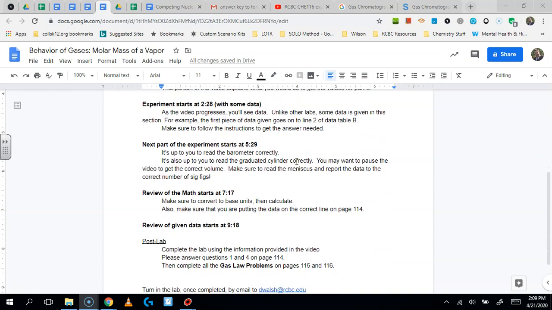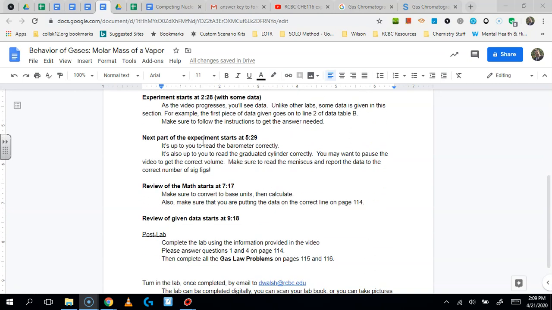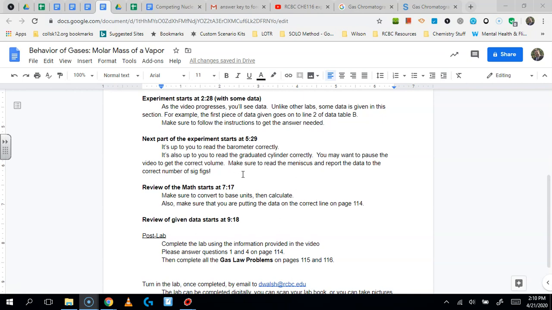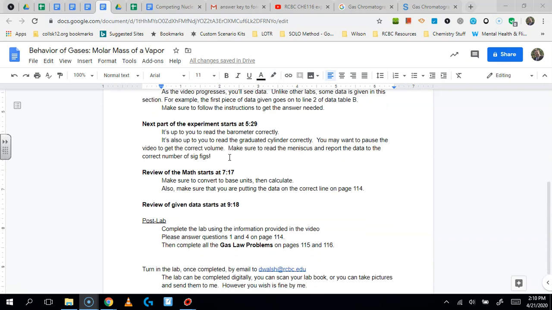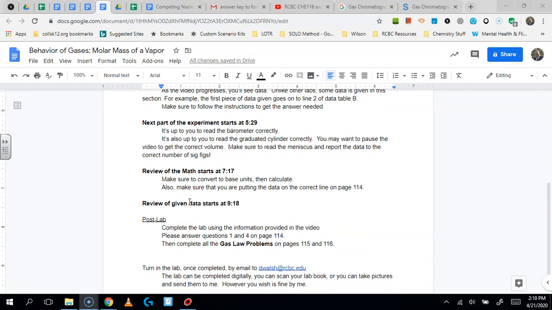Now, one of the things that happens here is that the experimental part starts about 5.5 minutes in. And the data here is given throughout the video. You can go back and you can see the data. You may have to pause the video to get the data here. But at the very end, there's a review of the data at about 9.25 minutes.